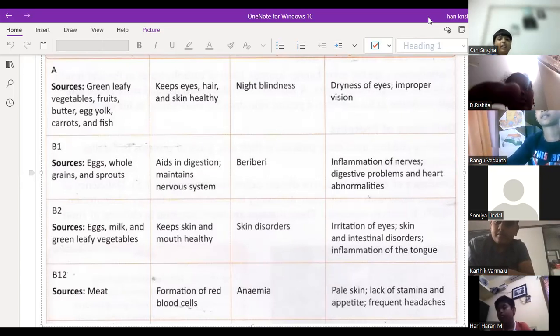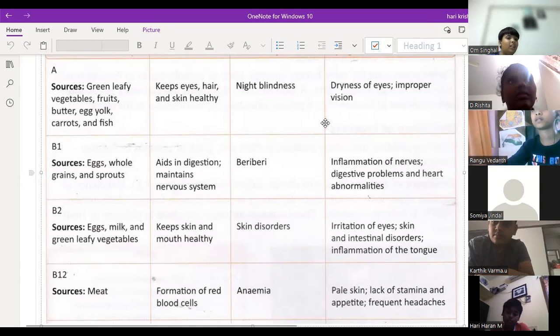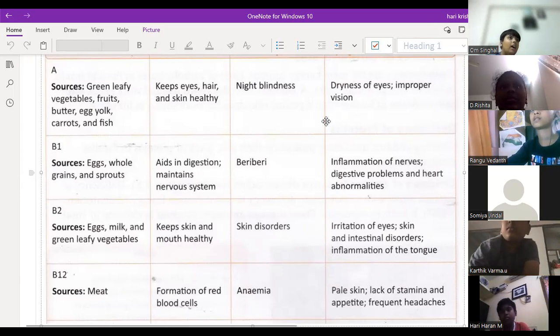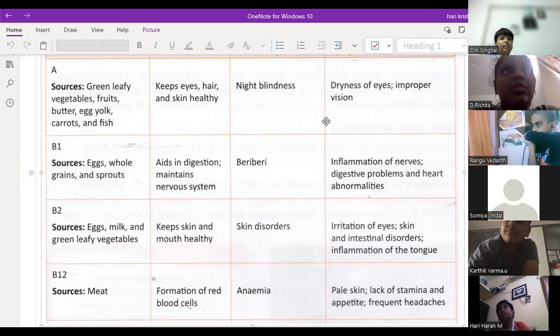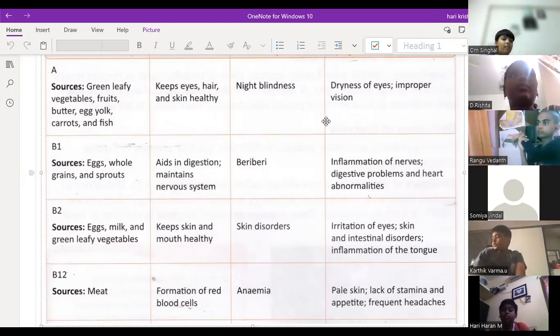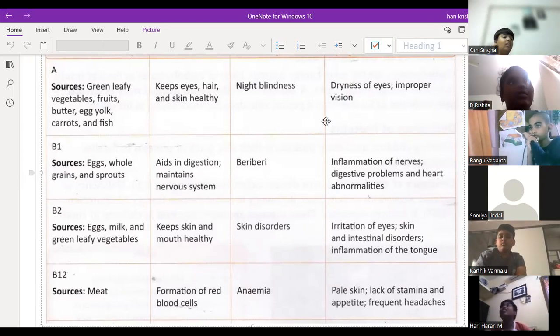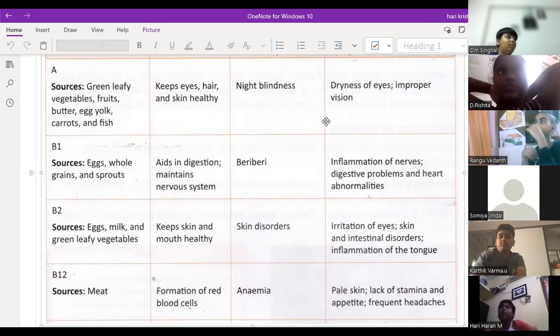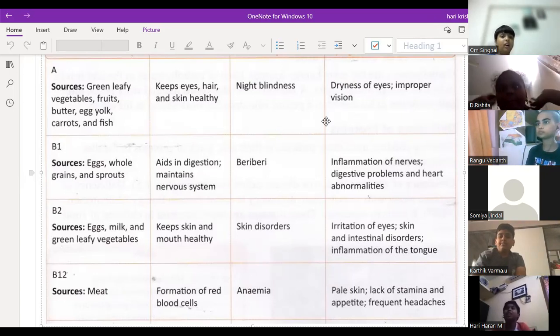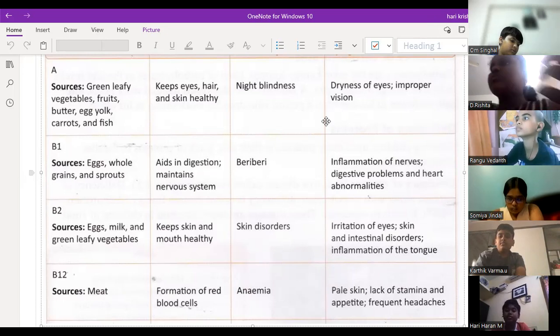Okay, sir. It converts the carbohydrate into glucose, and when the cells combine, they make the tissue, and when the tissues combine, they make the organ. Okay, but actually this is not the main concept of the RBC.